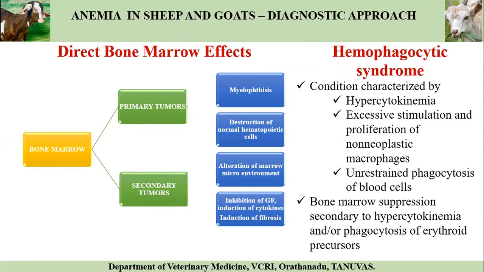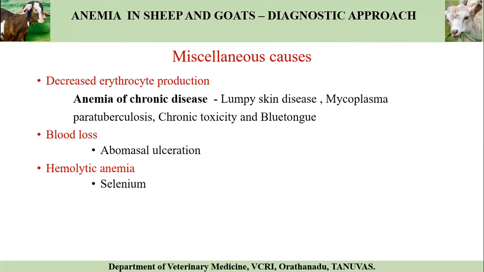So what are the hemophagocytic syndromes which also cause the hemolysis? Hypercytokinemia, excessive stimulation and proliferation of non-neoplastic macrophages, and unrestrained phagocytosis of the cells. The signs of coagulopathies include epistaxis, melena, hematoma formation, and potentially fatal hemorrhage after trauma or surgery. So what are the miscellaneous causes of anemia in the sheep and goats? Anemia of chronic disease, we already discussed about the renal failure. Other than that, lumpy skin disease, mycoplasma, paratuberculosis, chronic toxicity, and gluten also will cause decreased erythrocyte production.